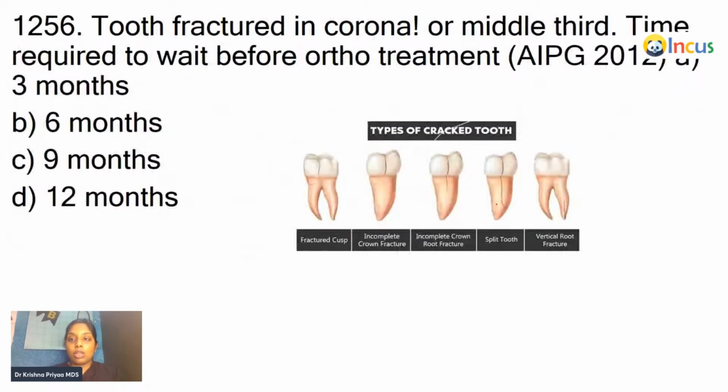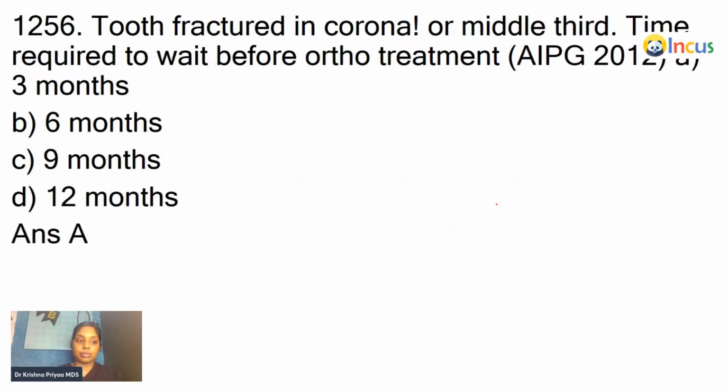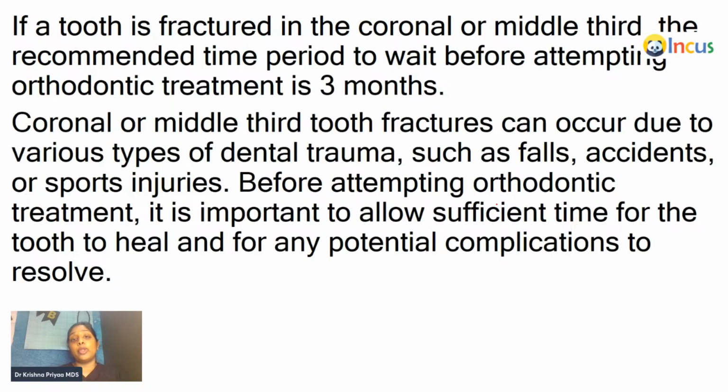Tooth fracture in the coronal or middle third, time required to wait before orthodontic treatment. So how much time is required here? A, that is 3 months, because it is only in the coronal or the middle third. Only when it is going up to the root do we have to wait almost 2 years, or even 9 months after an endodontic therapy. But here, in the coronal or middle third, if the tooth is fractured, then we wait for 3 months.